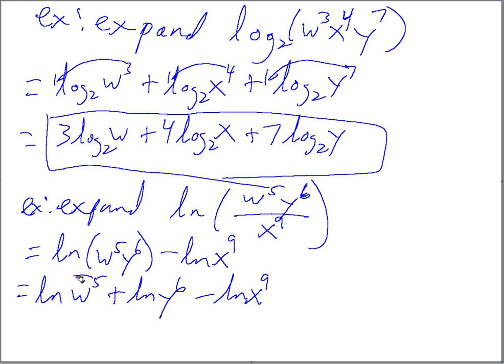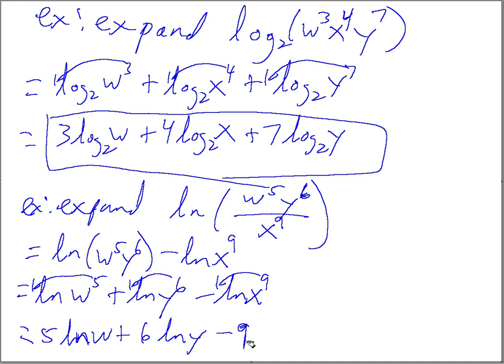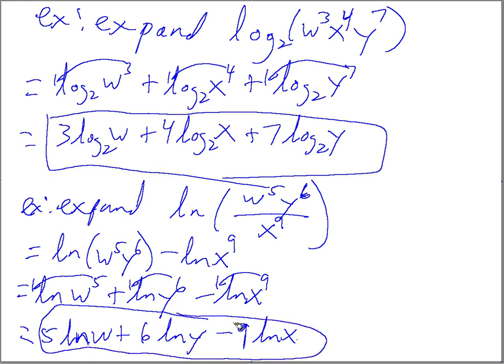Use the power rule to finish out. 5 comes out to the front. 6 comes out to the front for ln y, and 9 comes out to the front for ln x. Final answer will be 5 ln w, natural log w, yes, an n there, sorry about that, ln w plus 6 ln y minus 9 ln x. So final answer, if I expand that quotient there, it's going to look like this. Alright, can we see that?